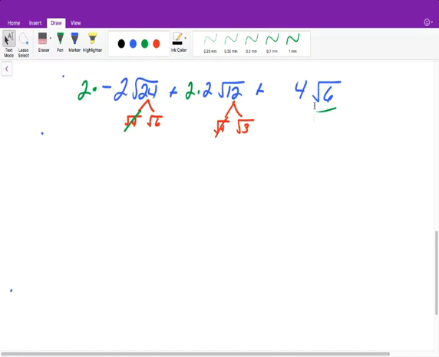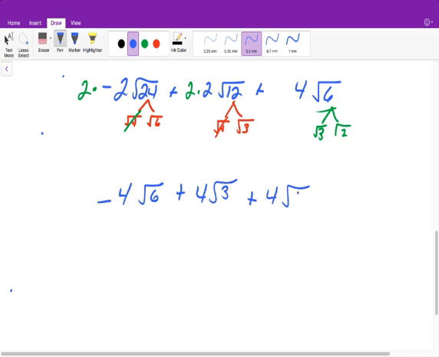6 I can't reduce at all because it's 3 and 2. And we can't take the square root of 3, we can't take the square root of 2, and there's only one of each. So then I can rewrite this as negative 4 times the square root of 6 plus 4 times the square root of 3 plus 4 times the square root of 6. Well, root 6 and root 6 are the same. Well, negative 4 plus 4, they cancel each other out, so it's 0 times the square root of 6 or just 0. And our final answer is just the 4 times the square root of 3.